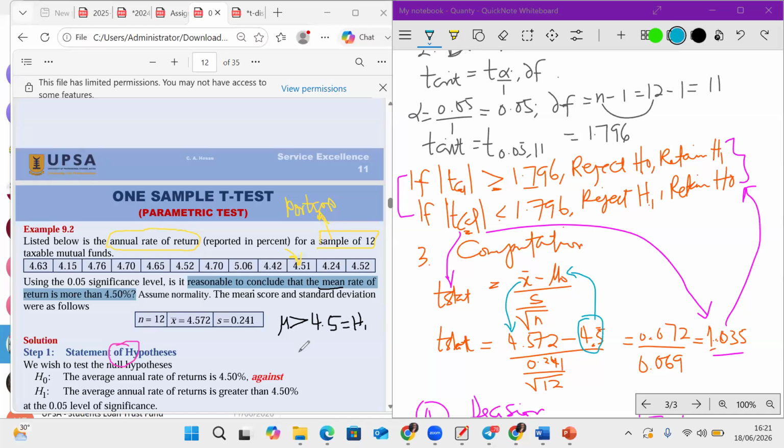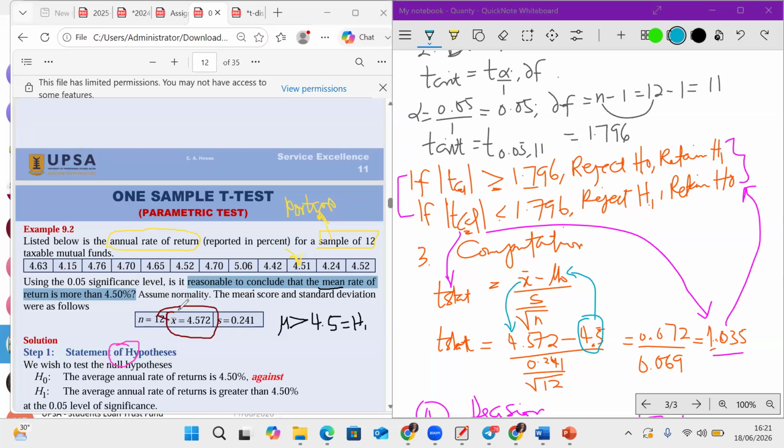This is the alternative hypothesis, so I picked it from the question. The mean rate, so they can use the word average, is more than 4.5%. Then this X is also another mean, but this one is a sample mean. This X here is a sample mean.